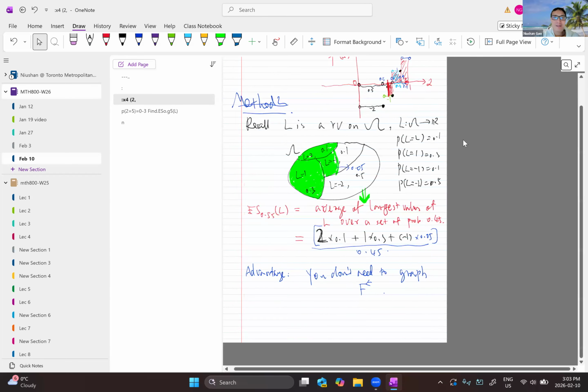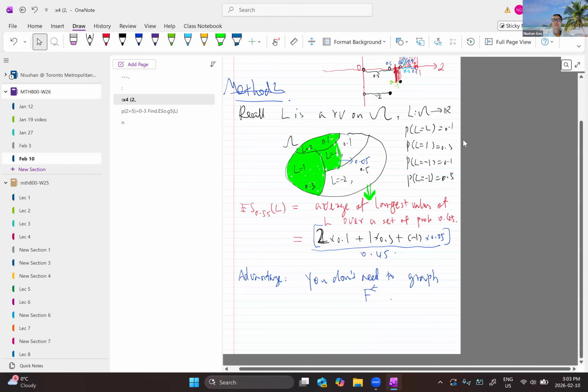Look at this example. When you do expected shortfall, right? Look at this example. When you do expected shortfall with alpha 0.55 of L, this is the average of the largest values of L over a set of probability 0.45. Do you see that? I find the largest set for you, the green parts.